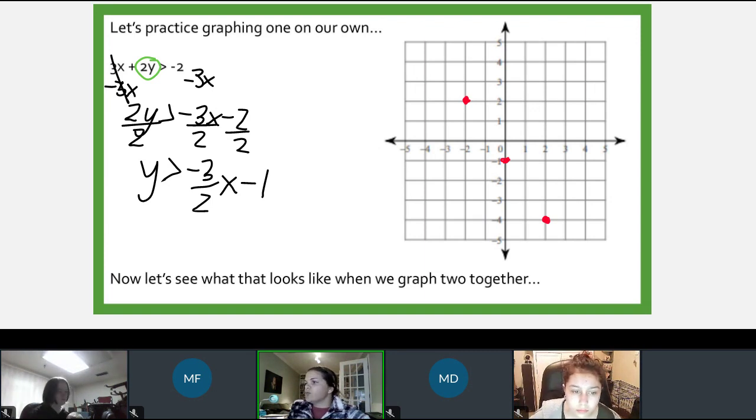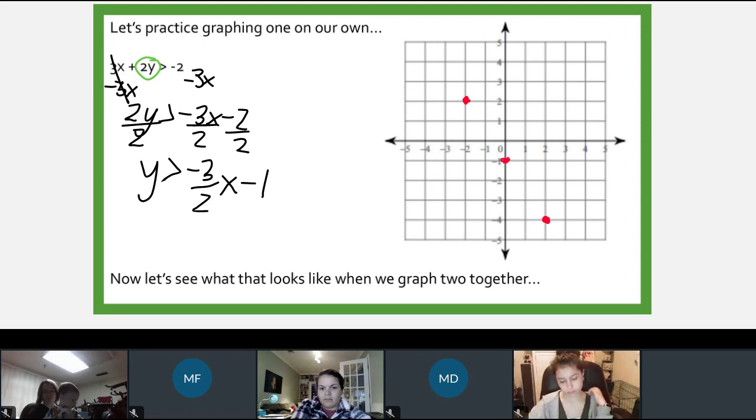Liv, good question. The rule for flipping the sign is when you multiply or divide by a negative. We'll probably get to a few of those. Okay, so now step 3, decide if I'm using a dotted or a solid line.